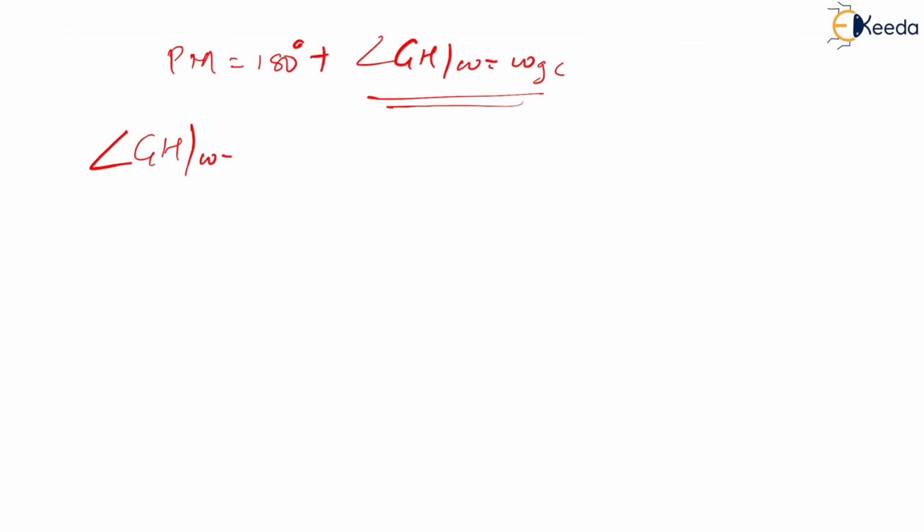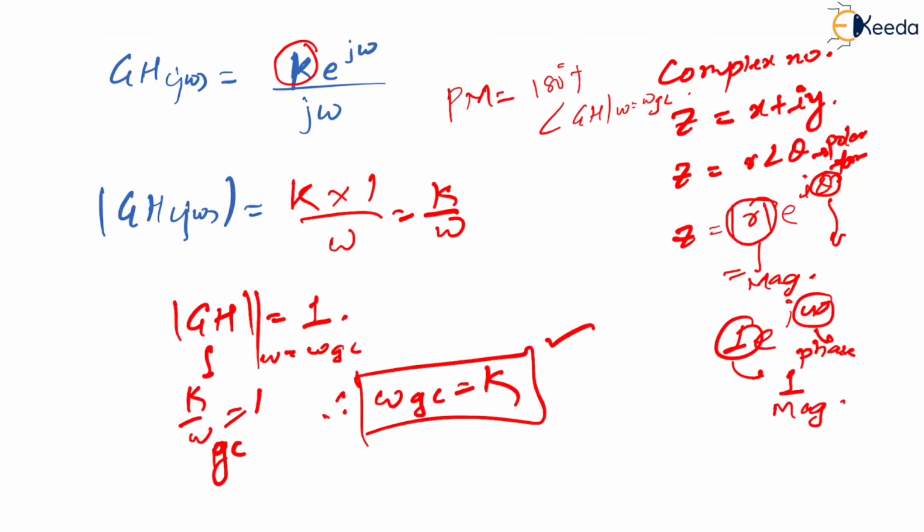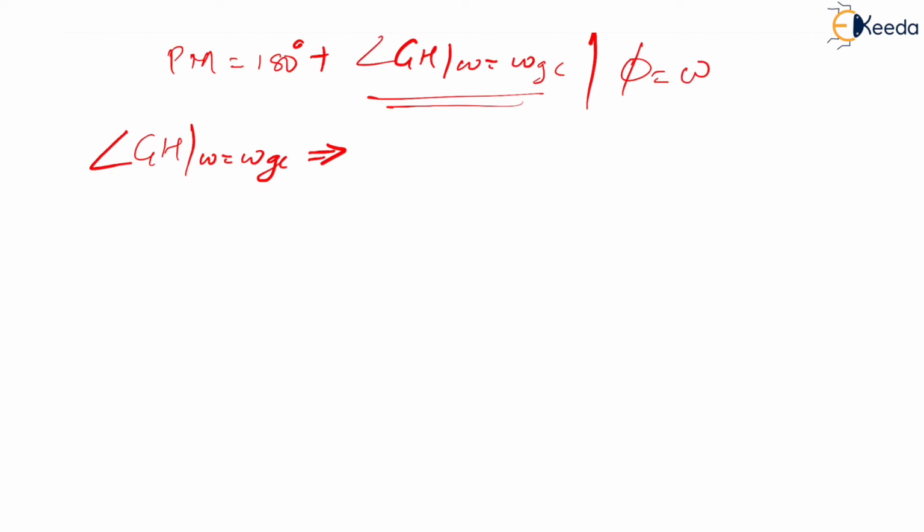Now let us find the angle at that, because we know that PM is equal to 180 degrees plus angle of GH at omega equal to omega GC. Now let us try to find this angle of GH at omega equal to omega GC, correct? Before that, let me try to find the phase. What is the phase phi now? For the numerator, since it is e to the power j omega, omega is the phase.